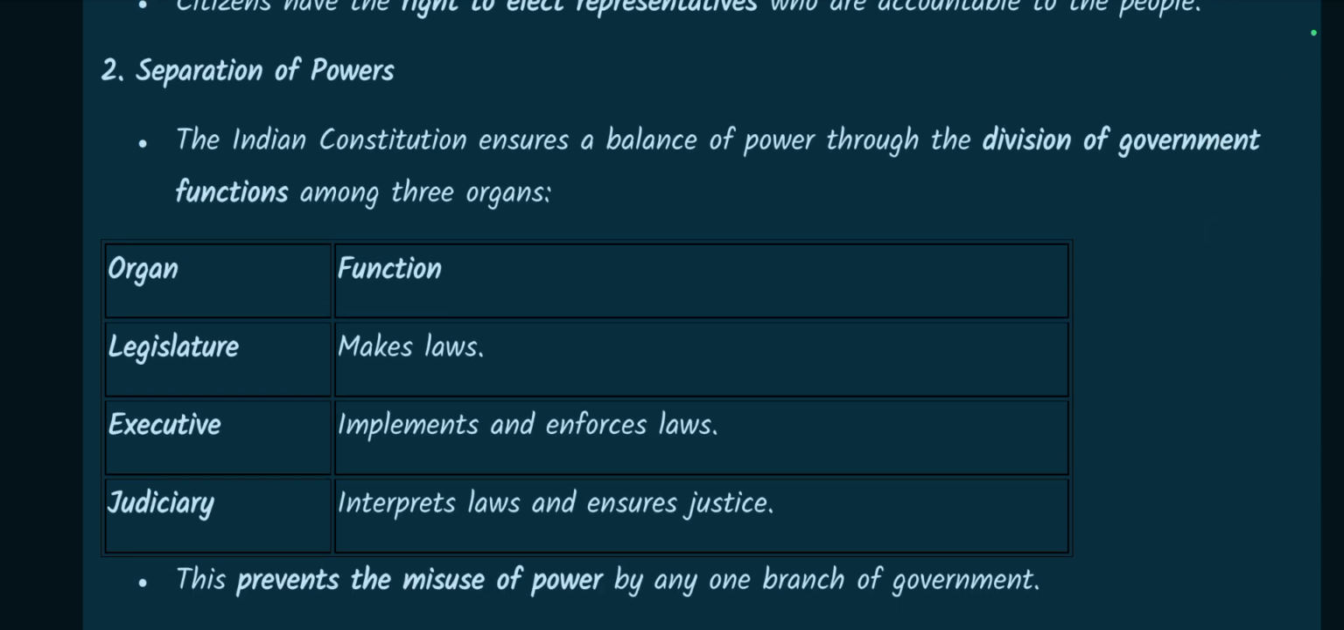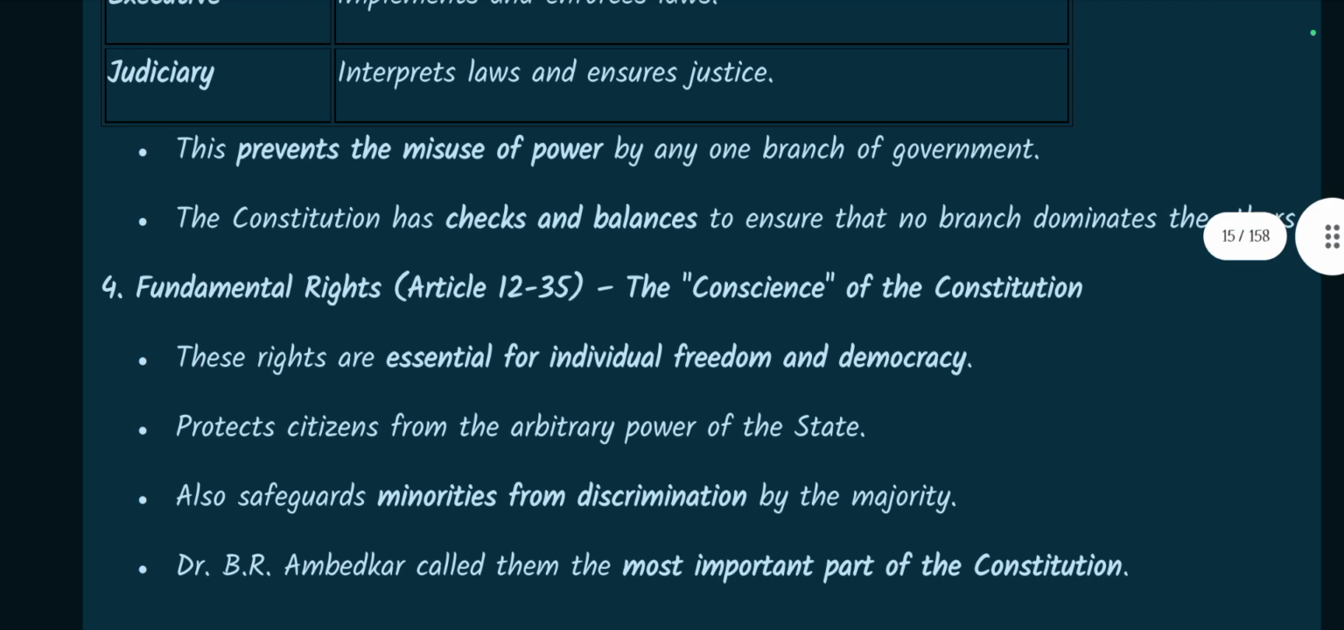Separation of powers. The Indian Constitution ensures the balance of power through the division of government functions among three organs. Legislature makes laws, executive implements and enforces laws, judiciary interprets laws and ensures justice. This prevents the misuse of power by any one branch of government. The Constitution has checks and balances to ensure that no branch dominates the others.